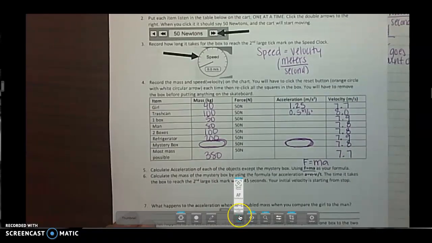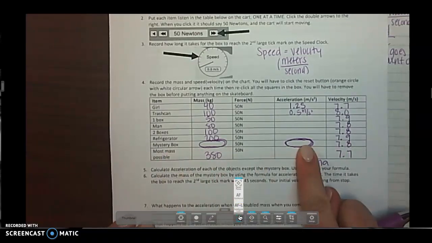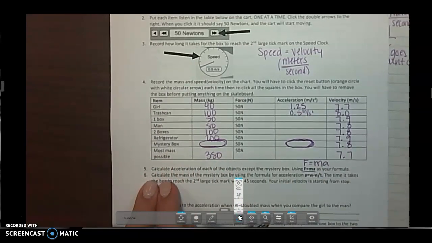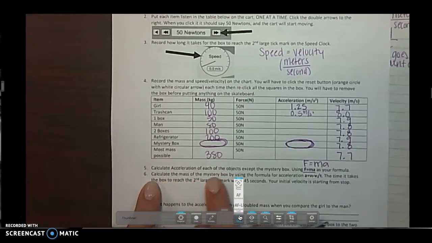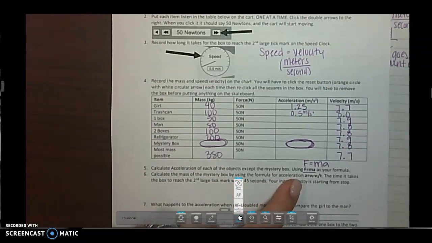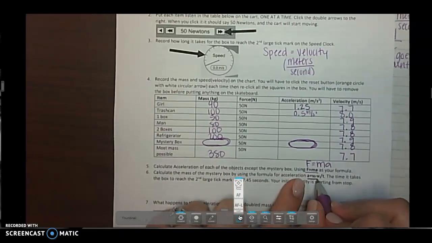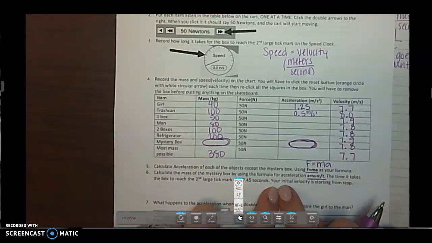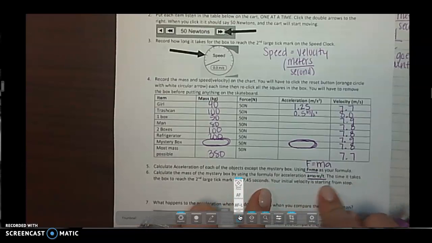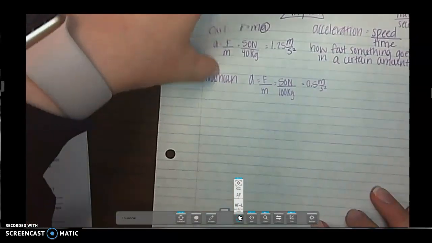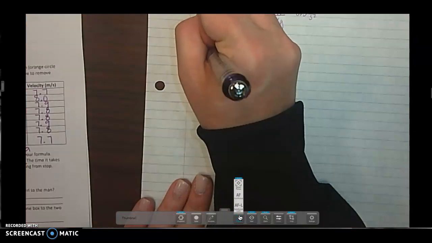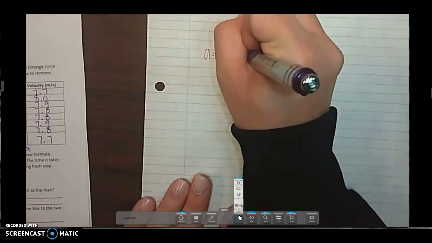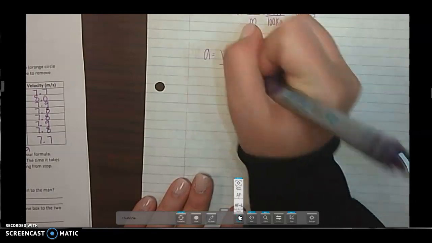Now, we're going to solve for the mystery box now. And number 6 tells you to calculate the mass of the mystery box using the formula for acceleration. A equals VF minus VI over T. The time it takes the box to reach the second large tick mark was 7.45 seconds. Your initial velocity is starting from stop. All right, so what that means is your formula is A equals VF minus VI over T.